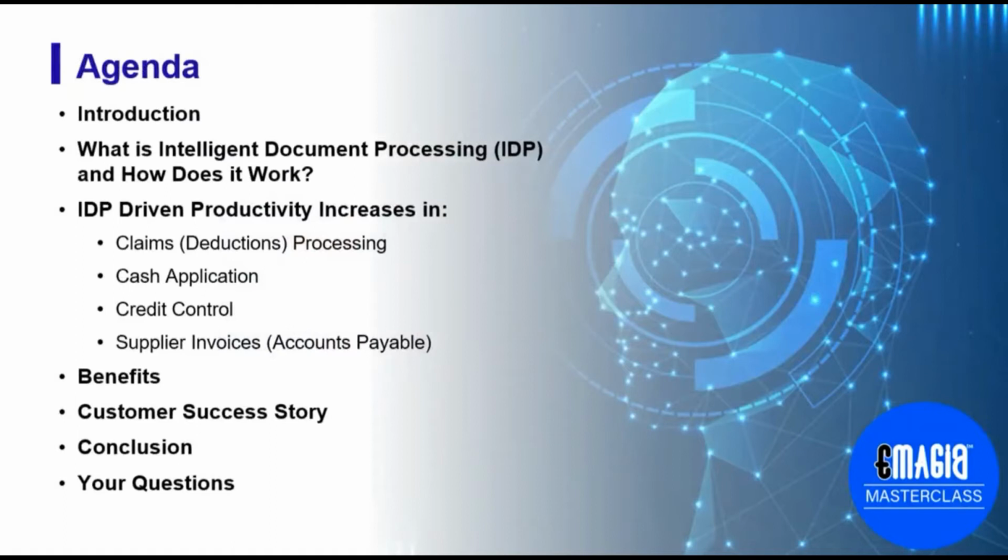So we'll introduce the topic with a little background. Then we'll define IDP, Intelligent Document Processing, give you a sense of how it works, certainly not from a technical standpoint. And then we'll look at 4 specific use cases where IDP is driving productivity. That'll be claims, also known as deductions processing, cash application, credit control, and then going over to the AP side, looking at how it drives productivity in processing supplier invoices.